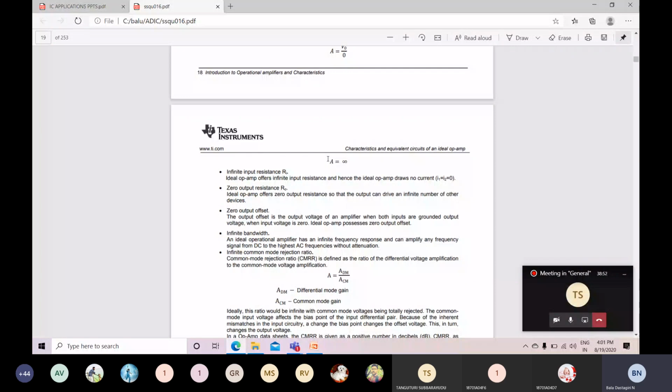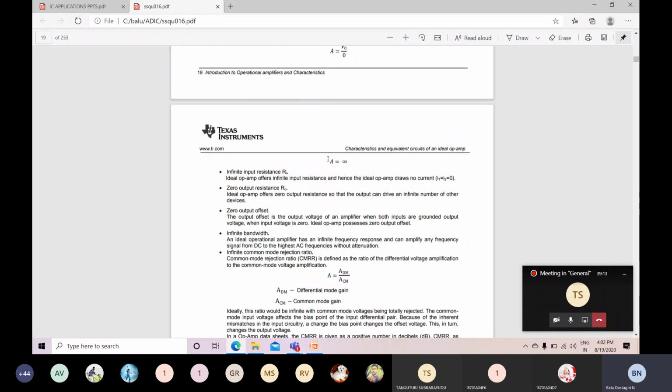The output resistance of the ideal operational amplifier is 0, so this op amp can drive an infinite number of other devices. That means we can connect an infinite number of devices to the output of the op amp. Why? Because the ideal op amp offers 0 output resistance.